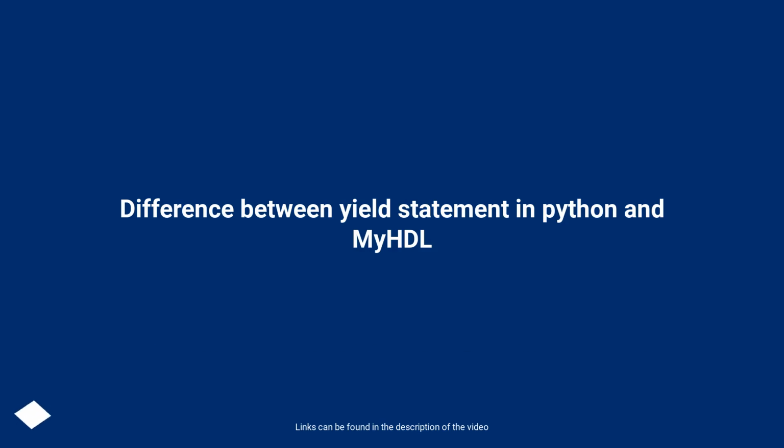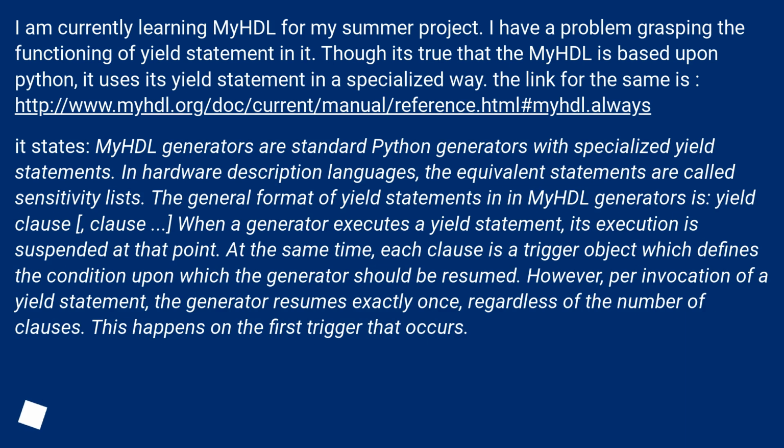Difference between yield statement in Python and MyHDL. I am currently learning MyHDL for my summer project. I have a problem grasping the functioning of yield statement in it. Though it's true that MyHDL is based upon Python, it uses its yield statement in a specialized way. The link for the same is this URL.